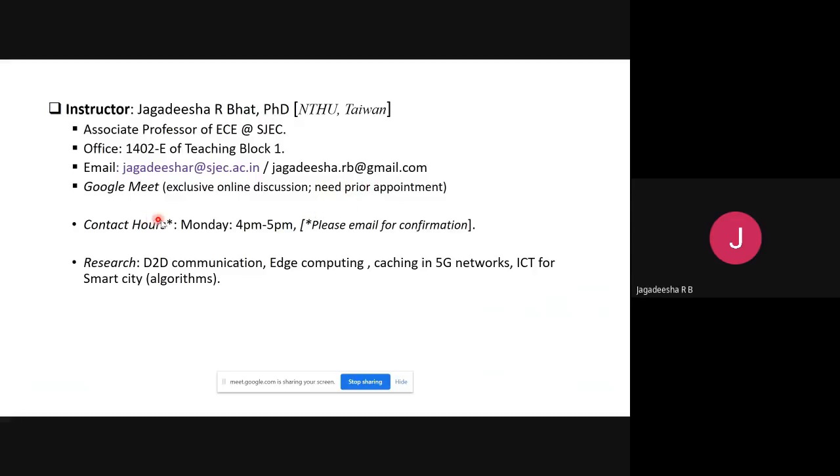And when you come back to college, we will have the contact hours. That means if you have any questions regarding a specific topic or some issues with the course, you can discuss on Mondays between 4 to 5 p.m. And of course, you need to write me an email so that I will make myself available for the discussion. My research areas are device-to-device communication, edge computing, and caching in 5G networks, and some algorithms for ICT and smart city. So this is regarding myself.